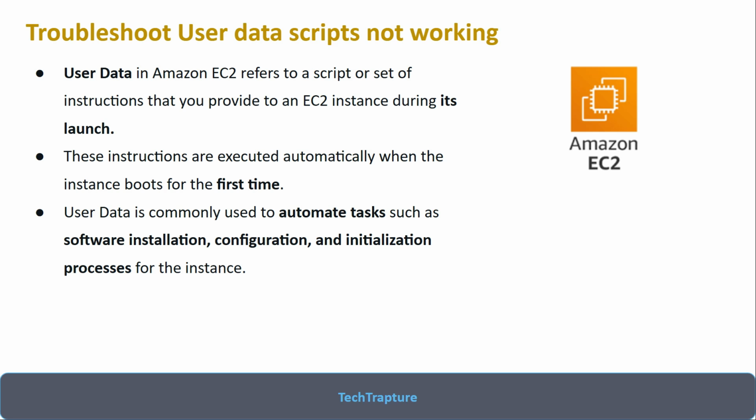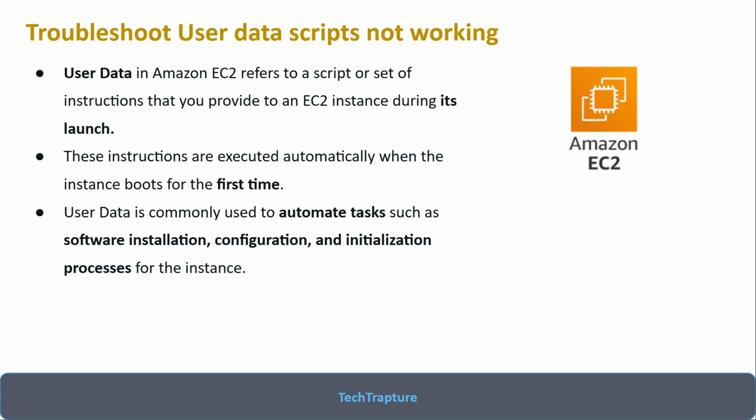What I will do is create one user data script and make some mistake in it, some typo error, and we'll see if my application is running. Definitely the application won't run, but then where will I go to check where my script is erroring out, where I can check the execution of my user data scripts. That's what I'm going to tell you in this video.